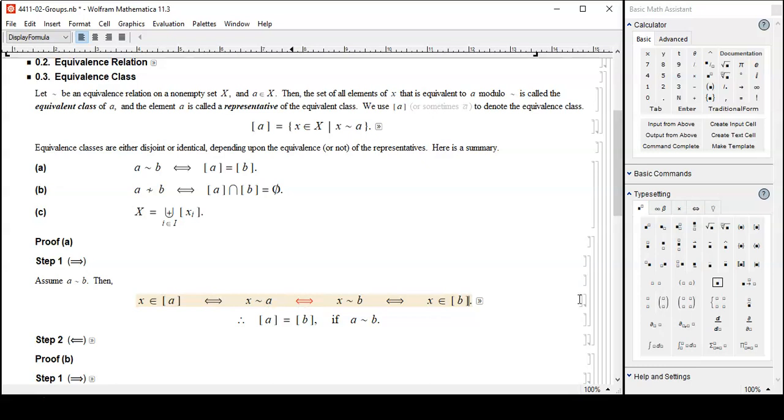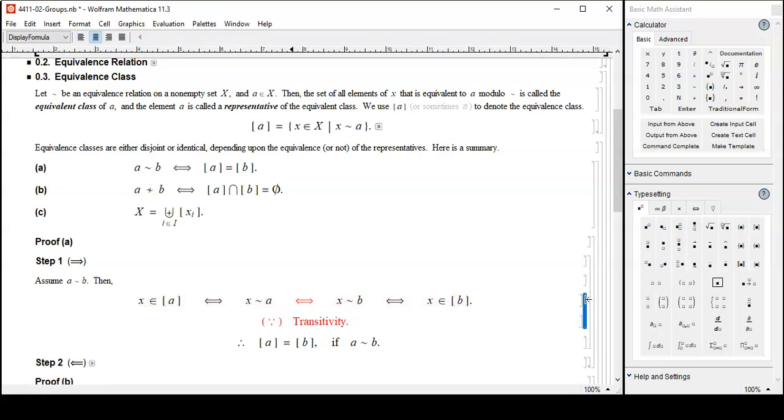The answer is yes, because of the transitivity. You see, A and B are related, and X and A are related. Then X and B are related, transitivity. And vice versa too. X and B are related, and A and B are related, then X and A are related, transitivity and symmetry, if you will.